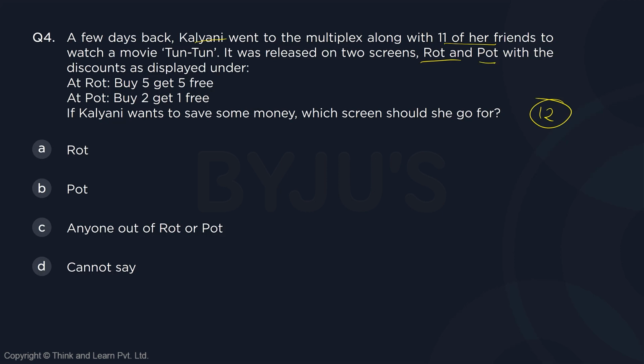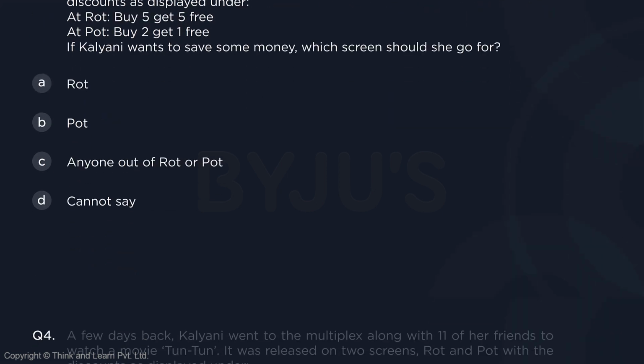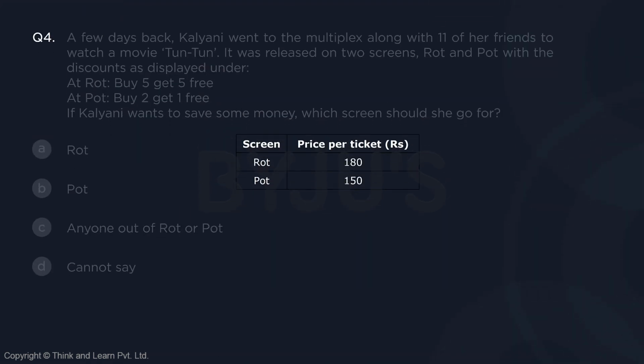And 2 discounts are available. At Rot we have buy 5 get 5 free. At pot we have buy 2 get 1 free. If Kalyani wants to save some money, which screen should she go for? Alright. So we are talking about pot and rot. Now we have 12 people, okay. On rot we have 5 plus 5. And on this we have 2 plus 1.